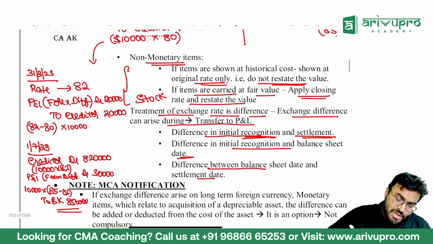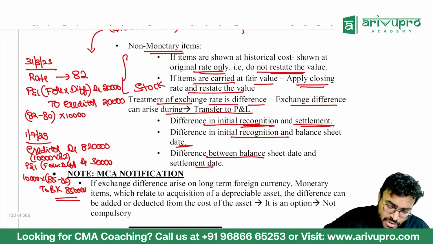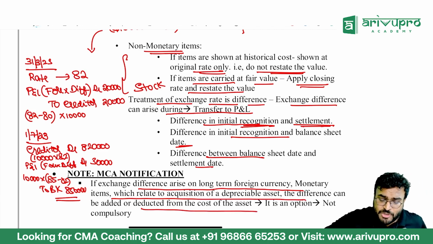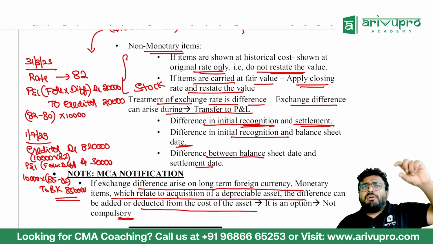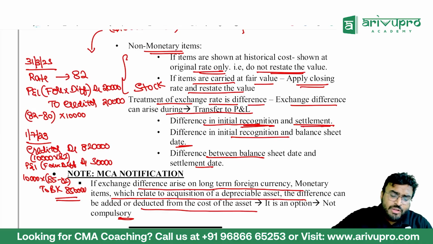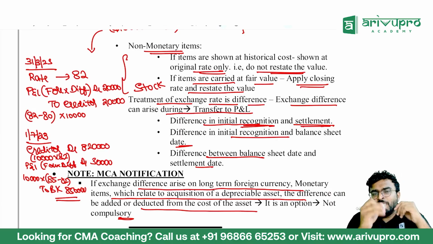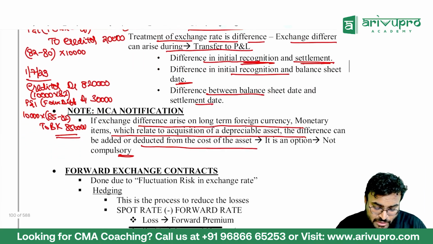Now MCA, the Ministry of Corporate Affairs, has given a notification. If exchange difference arises on long-term foreign currency monetary items which relate to the acquisition of a depreciable asset, the difference can be added to or deducted from the cost of the asset. It's an option, not compulsory. If you take a loan and purchase the asset, the loan is a monetary item which will keep changing. If there is an increase in the loan, that's a loss, which can be debited to the asset itself. If there is a decrease in the loan because of foreign currency, that is a profit, which can be credited to the asset. Instead of putting it to P&L, you can increase or decrease the asset itself. That is what they have told.